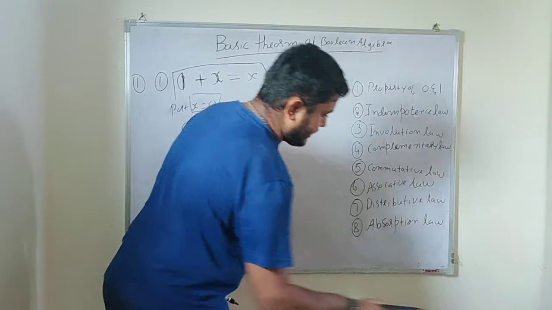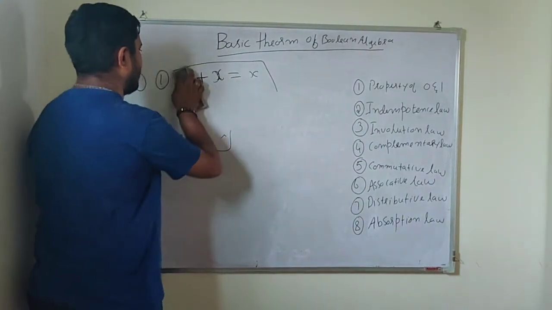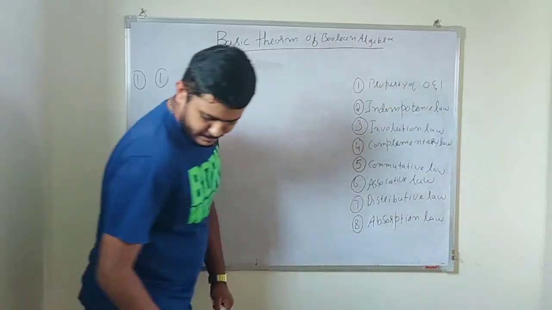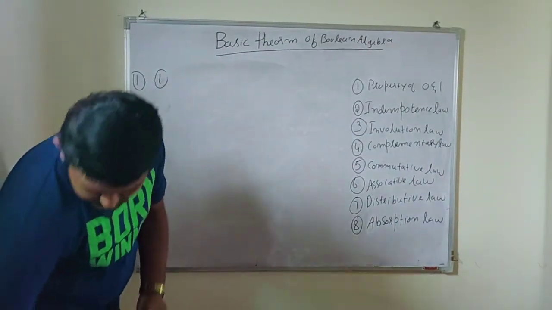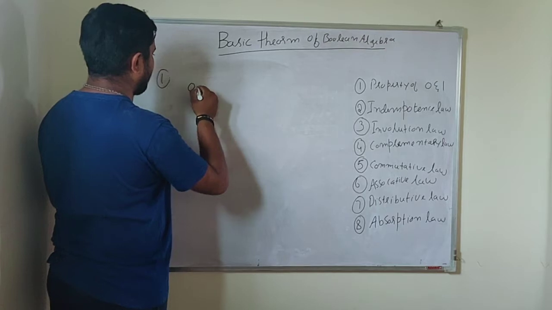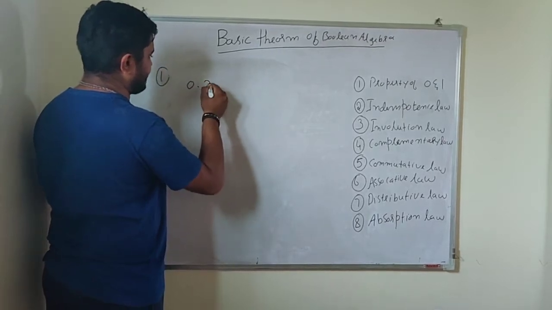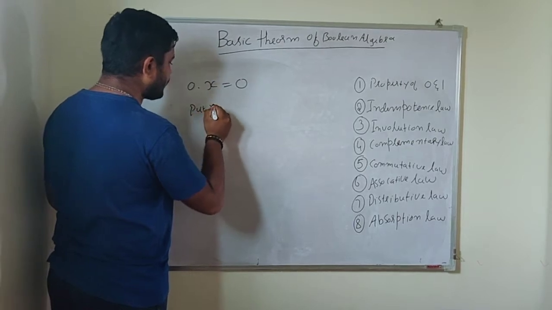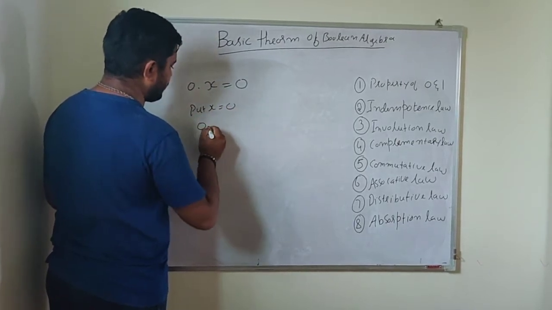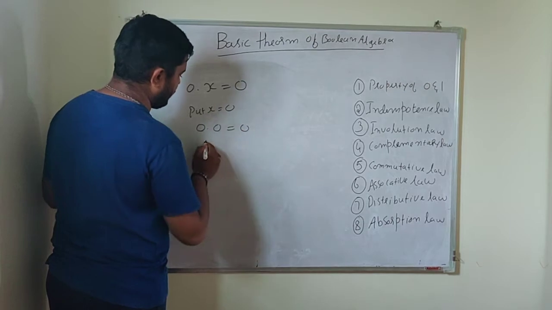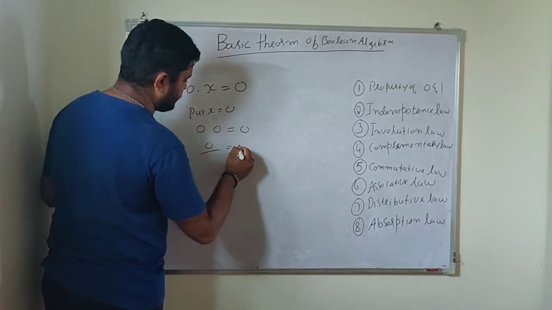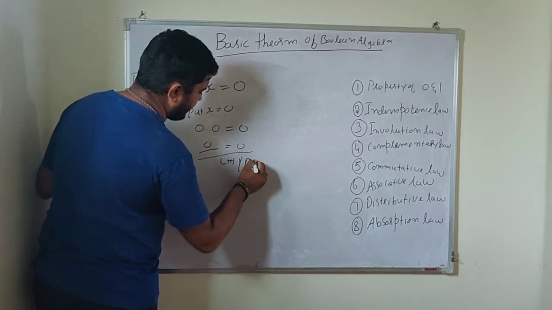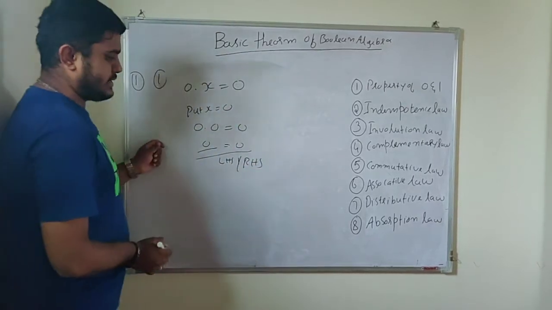And the third property is 0 · x = 0. Put x = 0. So 0 · 0 = 0. So 0 is equal to 0, LHS equals RHS.